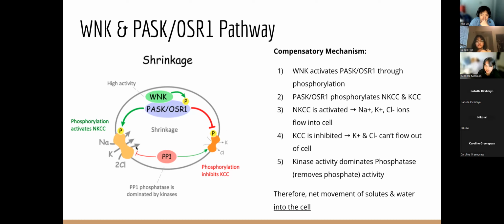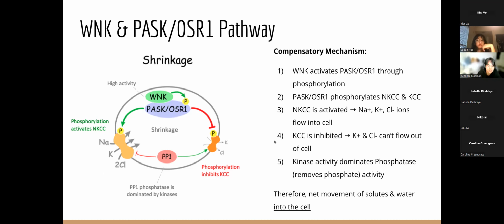When NKCC is phosphorylated, it will actually activate it, allowing sodium, potassium, and chloride ions to flow into the cell, right? Whereas when SPAK-OSR1 phosphorylates KCC, this co-transporter, it actually inhibits its activity. If you inhibit KCC, you're preventing solutes, potassium and chloride, from flowing out. So essentially what happens after phosphorylating these co-transporters is that you're going to allow a net movement of solutes into the cell, right? And if you allow a net movement of solutes into the cell, water will follow and allow it to swell up back to its normal shape.